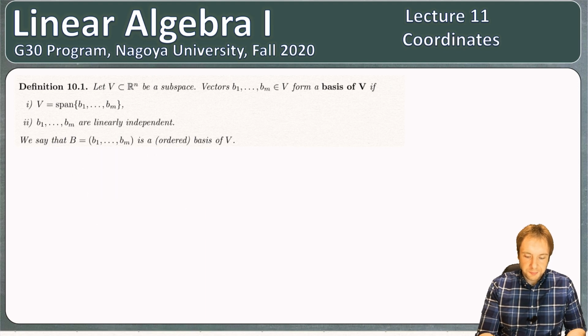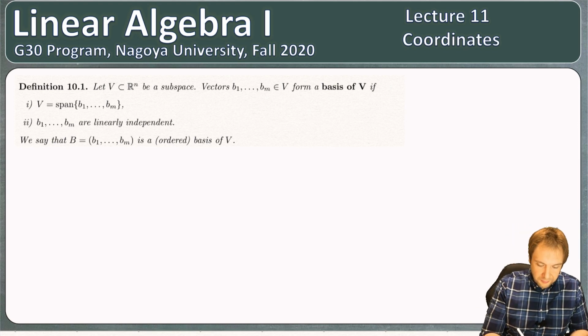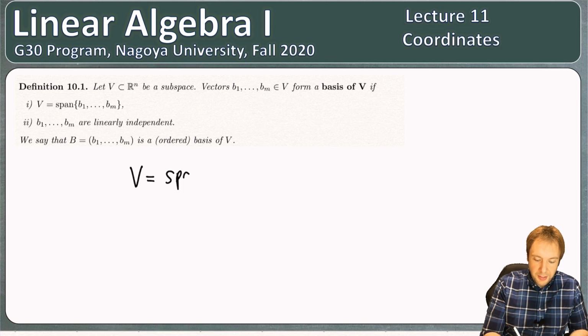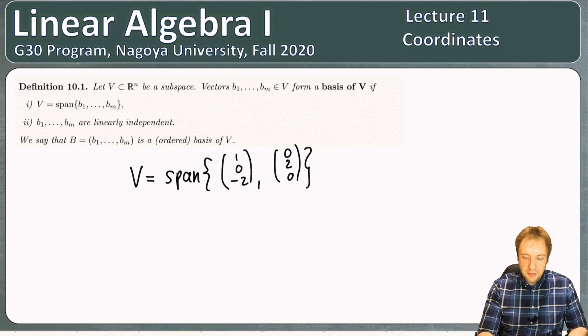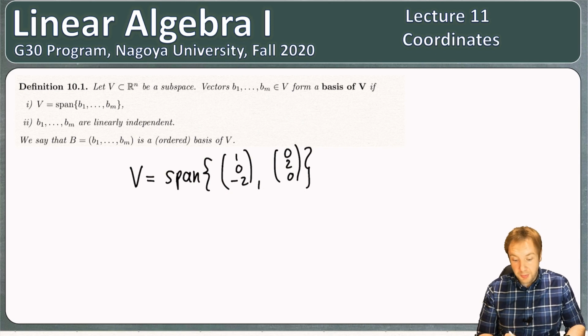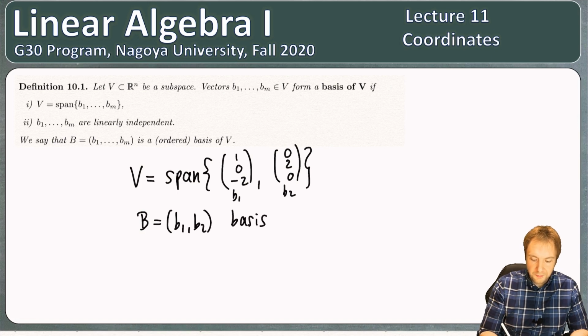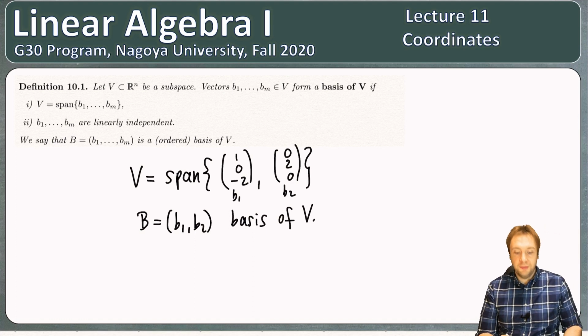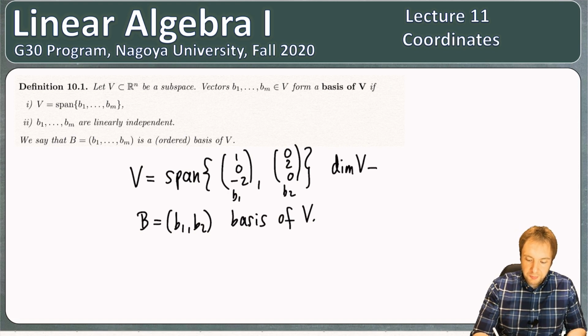Okay, so for example, if I'm in R3, then one subspace in R3 is given by planes, for example. So let's take the example where V is the span of two vectors in R3. Maybe let's take (1, 0, -2) and (0, 2, 0). So these two vectors span a plane, and you can also check that these vectors are linearly independent in this case. So let's call these b1 and b2; (b1, b2) is a basis of V. And we learned last time that if I count the number of elements in a basis, this is the dimension of the space. So in this case, the dimension of this subspace is 2.